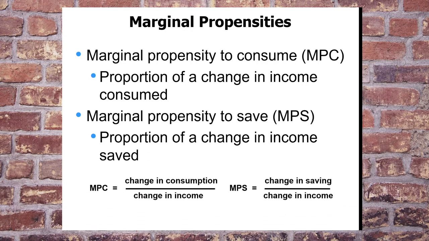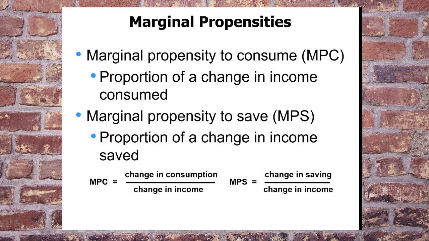Okay, so it's change in consumption over the change in income for MPC, or the change in savings over the change in income for MPS. MPC plus MPS should equal 1.